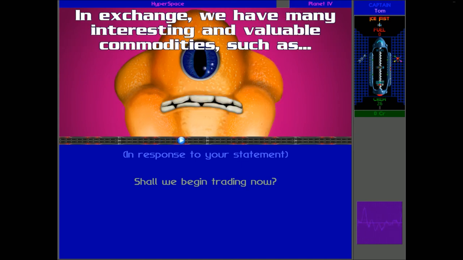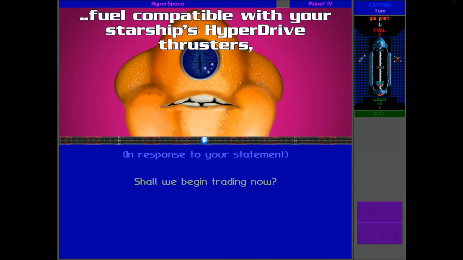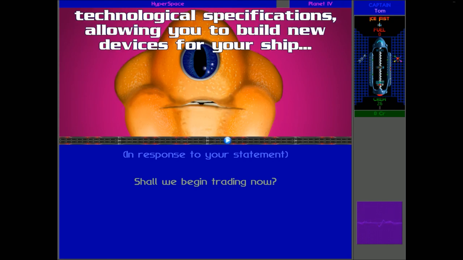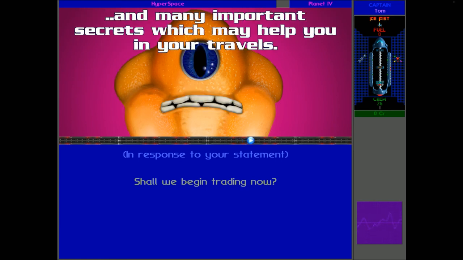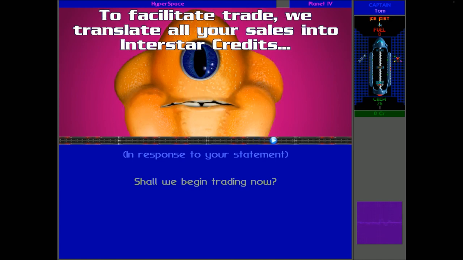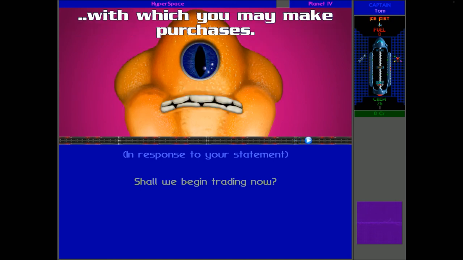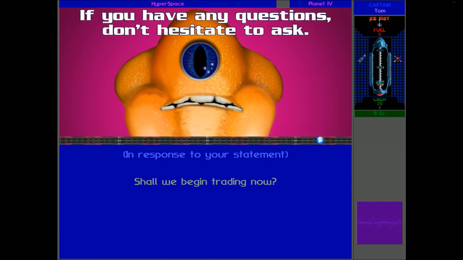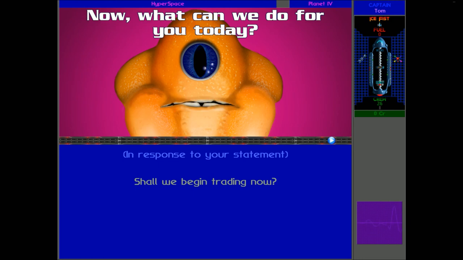In exchange, we have many interesting and valuable commodities, such as fuel, compatible with your starship's hyperdrive thrusters, technological specifications, allowing you to build new devices for your ship, and many important secrets which may help you in your travels. To facilitate trade, we translate all your sales into interstar credits, with which you may make purchases. If you have any questions, don't hesitate to ask. Now, what can we do for you today?